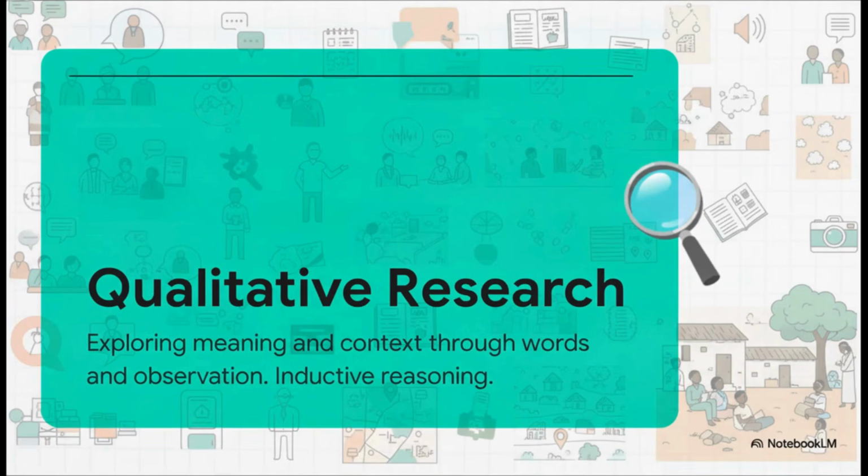To answer that all-important why, we shift gears entirely. Qualitative research is about exploring meaning, experience, and context. We're talking words, observations, and human interaction. And instead of testing a theory deductively, it uses inductive reasoning, meaning you build the theory from the ground up by observing real behavior and just talking to people to understand what a situation feels like from the inside out.